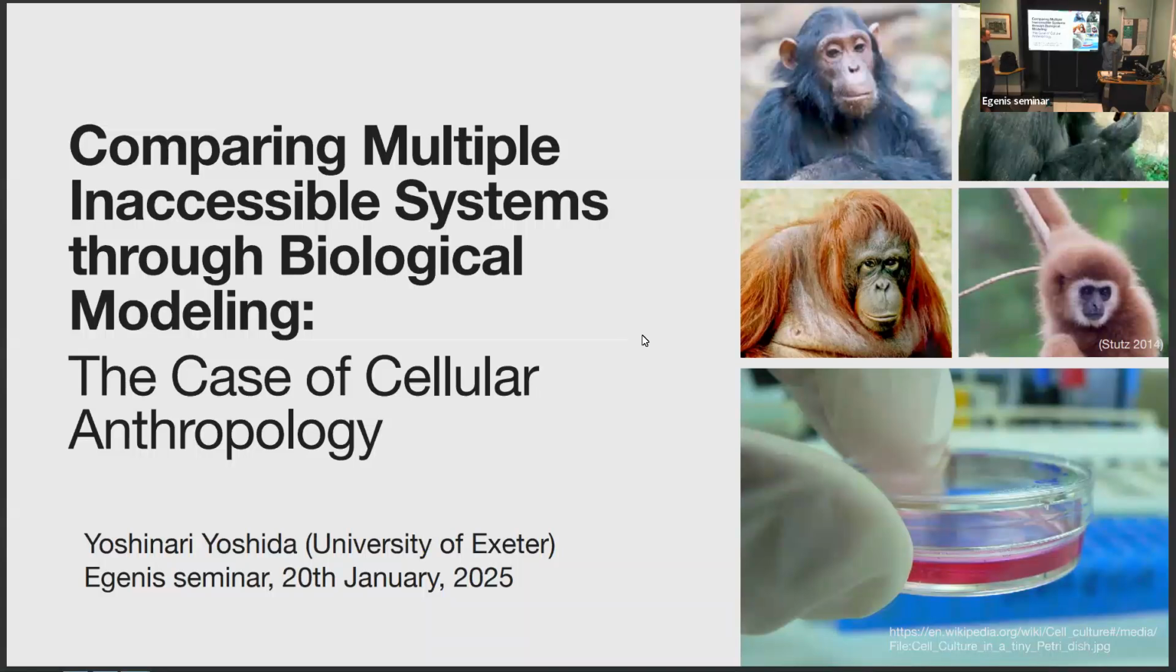So we're really delighted to have Yoshi's talk today. We'll follow the usual structure of Yoshi's talk of around 45 minutes or so, then we'll have a quick comfort break and then come back for questions and begin with any questions from any career researchers if there are some. And so I think what remains to, I'm just looking at these lovely pictures here, so what remains to do. So Yoshi's going to talk to us about comparing multiple inaccessible systems through biological modeling in the case of cellular anthropology.